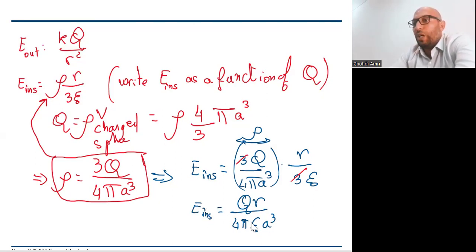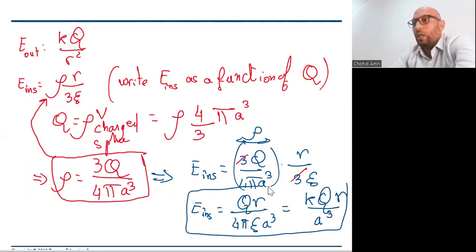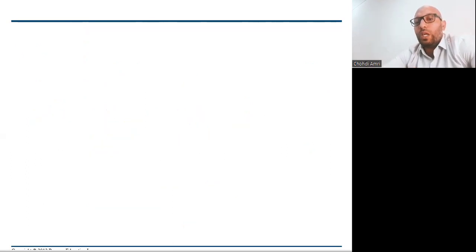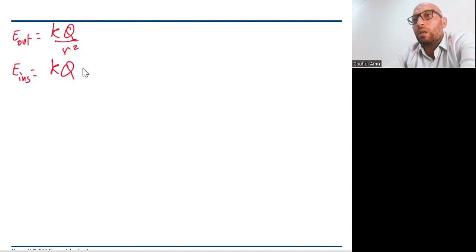We substitute 1 over 4 pi epsilon naught by K. So we got K Q R over A power 3. And this is our electric field inside the charged sphere as a function of the total charge Q. Okay, so we are done. I just want to draw the functions. So we have E outside is KQ over R squared, and E inside is KQR over A power 3.